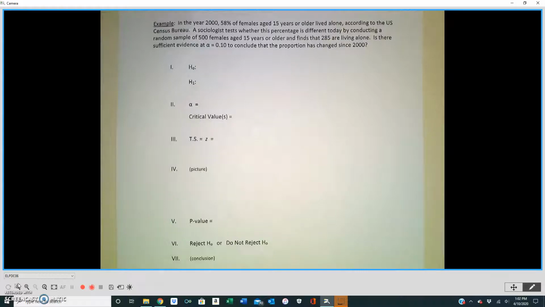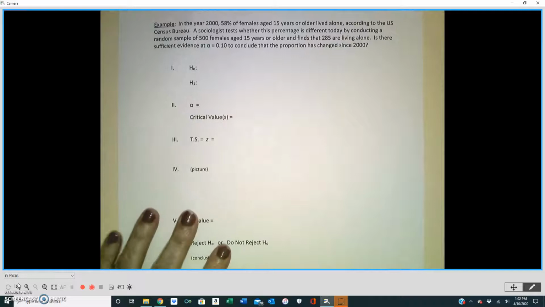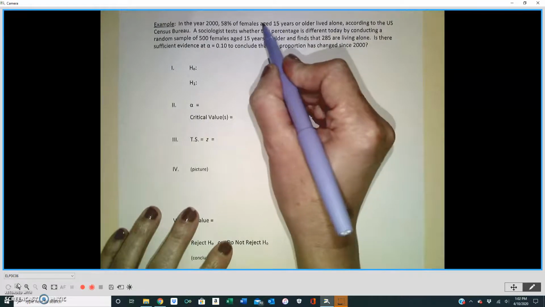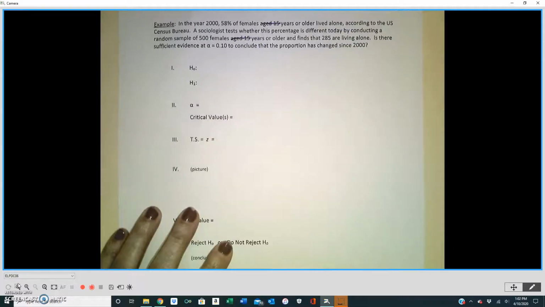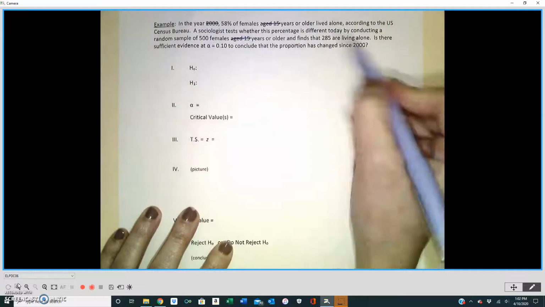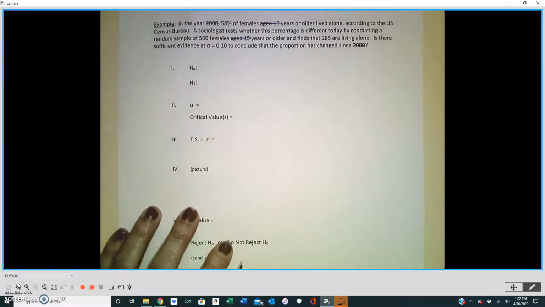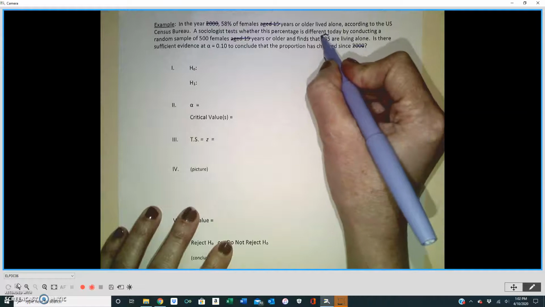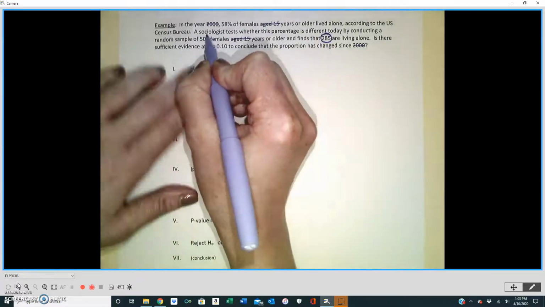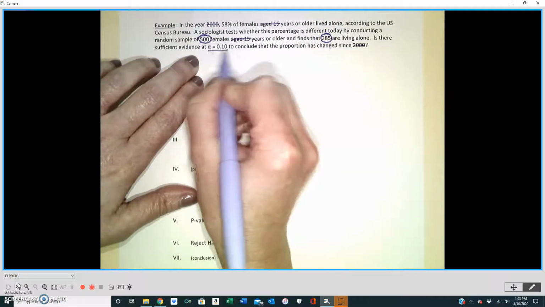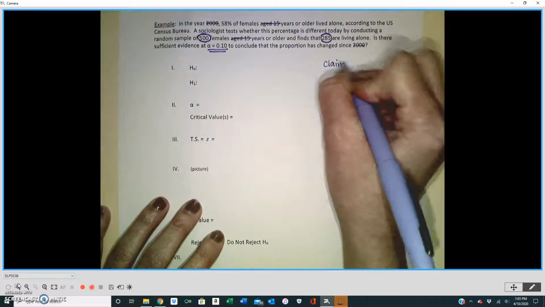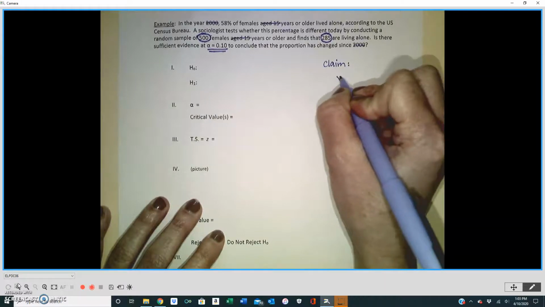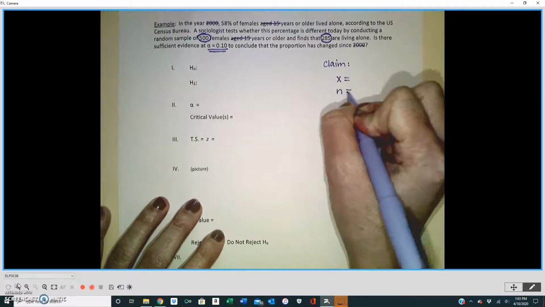All right, let's talk about the numbers that are not important in this problem. The age 15 years, that's not important. Also, the year is not really important. That 2000 is not a number that I'm going to use for any calculations. So I'm going to mark those off. Okay. The numbers I have: a 285, I have a 500, they told me alpha. So I need to try to figure out what is my claim, what is X, and what is N.